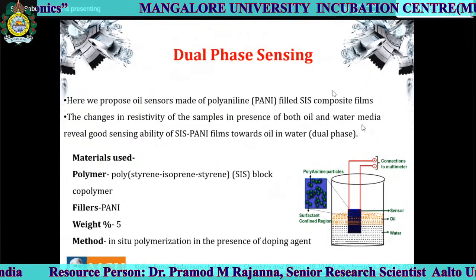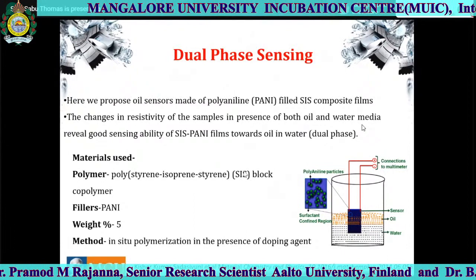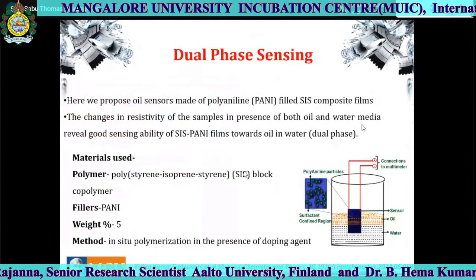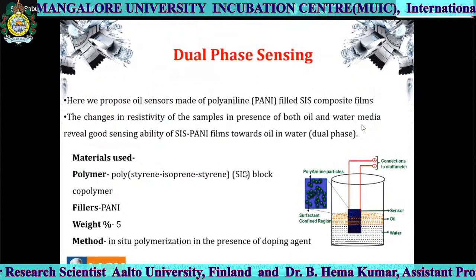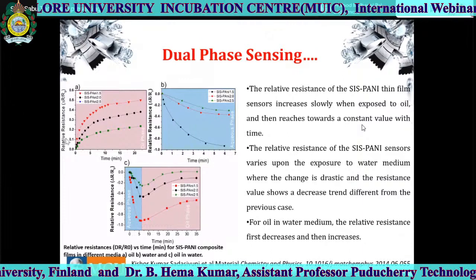The material we have made use of for this study was PANI. And the polymer we made use of for our study was styrene isoprene styrene, SIS, a very flexible rubber, a tri-block copolymer. And my PhD students made in situ polymerization of aniline in SIS, and they made PANI nanocomposite. And first of all, we are putting this PANI nanocomposite into oil. Look at this. You put this into oil. You have PANI and rubber.